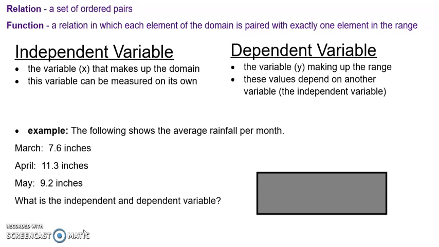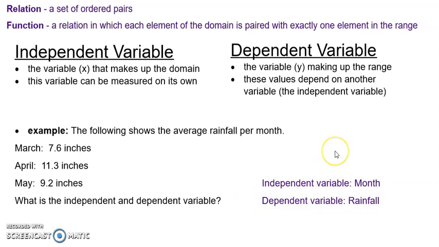March, April, and May, different months, those are all examples of measurement with time. And March, April, and May, those are values that can be measured on their own. It's always going to rotate through each month of the year. But the amount of rainfall per month, in this case, depends on which month we're in. So the months represent the independent variable, and the amount of rainfall represents the dependent variable.